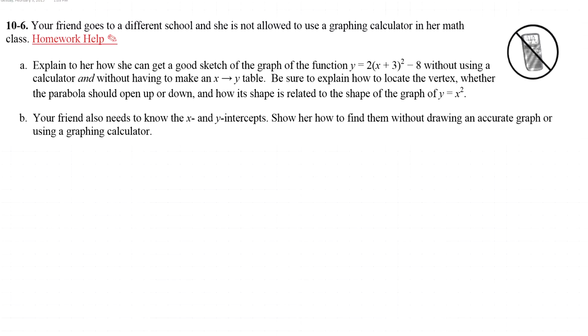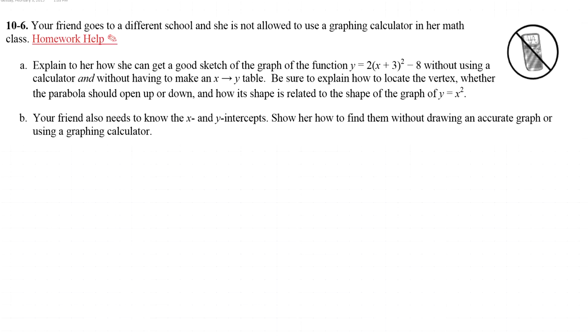10-6, your friend goes to a different school and she is not allowed to use a graphing calculator in her math class. A. Explain how she can get a good sketch of the graph of the function y equals 2 times x plus 3 squared minus 8 without using a calculator and without having to make an xy table. Be sure to explain how to locate the vertex, whether the parabola should open up or down, and how the shape is related to the shape of the graph of y equals x squared.